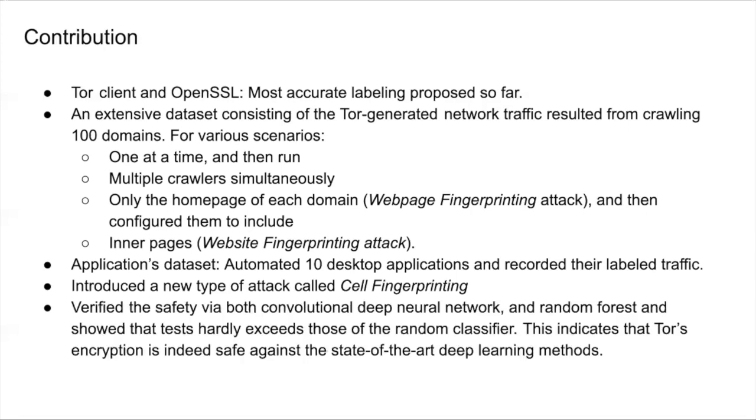Finally, to verify the safety of Tor security and encryption, we employed a convolutional deep neural network and random forest and showed that the results hardly exceed those of a random classifier. This indicates that the Tor encryption is indeed safe against these state-of-the-art deep learning attacks.